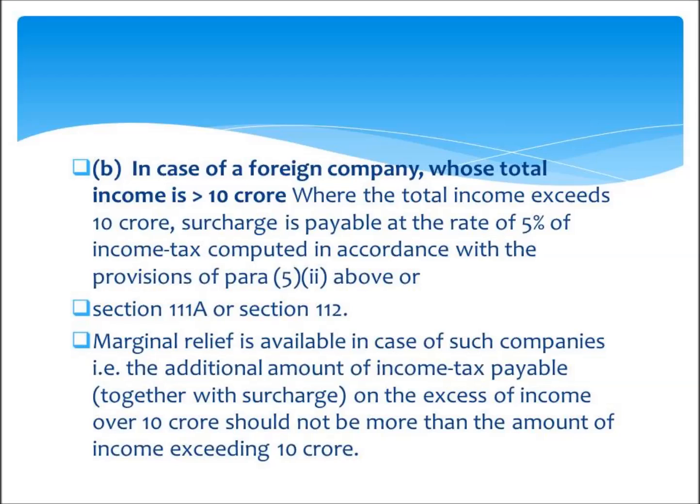Case B is the case of foreign companies whose total income is more than 10 crores. We have done the case of domestic companies whose total income exceeds 10 crore. In that case, the rate of surcharge was 10%, and in case of foreign companies whose income is exceeding rupees 10 crores, the rate of surcharge applicable is 5%. So this is the only difference between the two companies, the rate of surcharge. Apart from that, all the applications will be the same.